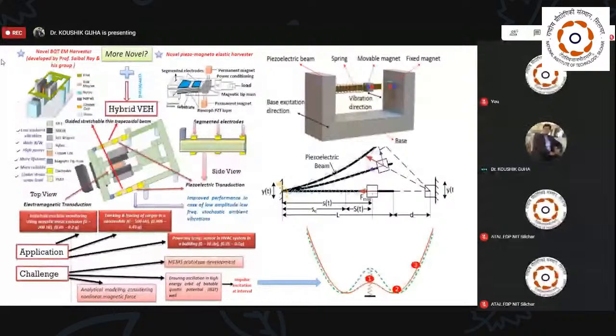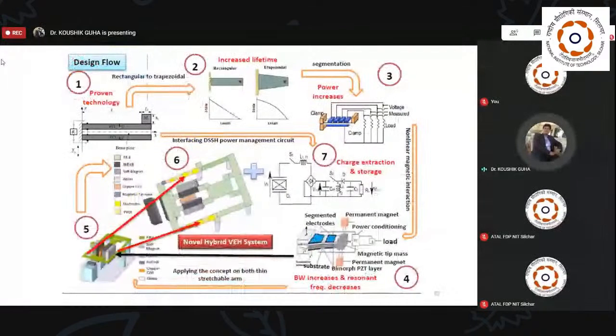This will be the design flow, how we are progressing. First we have taken the proven, present technology, the rectangular piezoelectric energy harvester. Then we changed the geometry to trapezoidal. Then we applied the segmentation method. Then we are increasing the bandwidth with some magnetic interaction, and some other techniques are also there. Then applying the concept of both thin and stretchable arms. So it is a mixture of so many things.